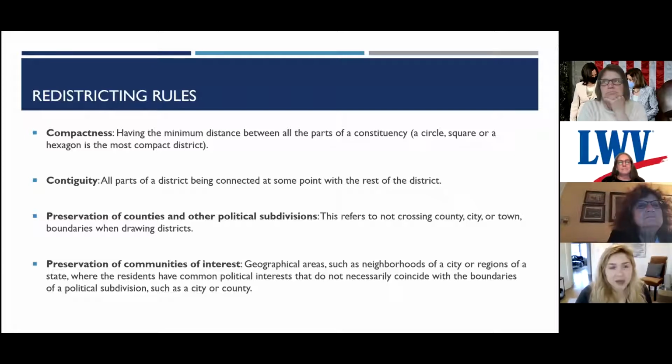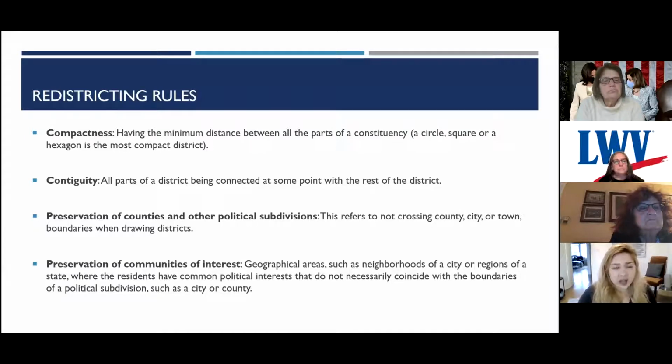When we're talking about compactness, we're talking about not having districts that look like the districts we saw earlier for the New York State Senate. We don't want something that's this weird oblong shape that kind of wraps around counties and picks up other counties. We want it to be a consistent shape, either a circle, a square, or a hexagon. That's what we're looking for when we say compact.